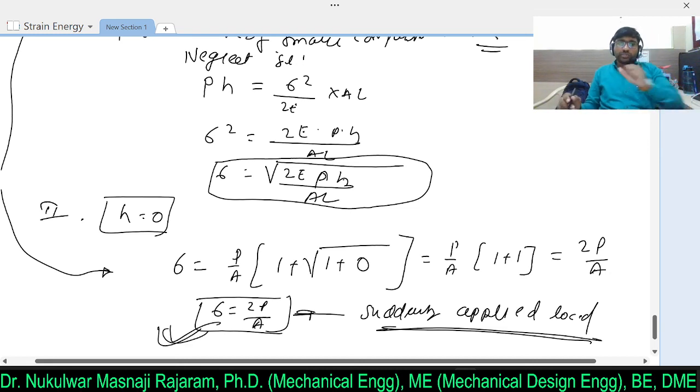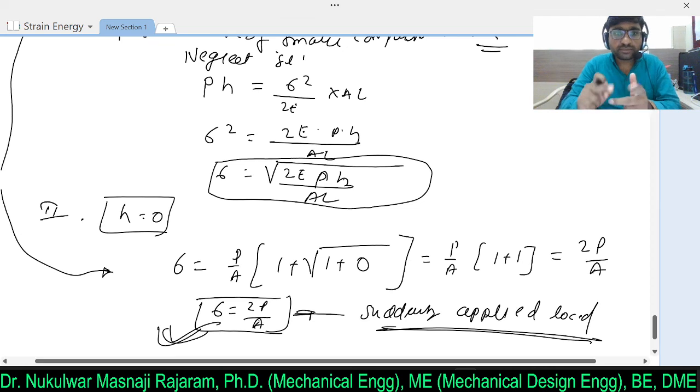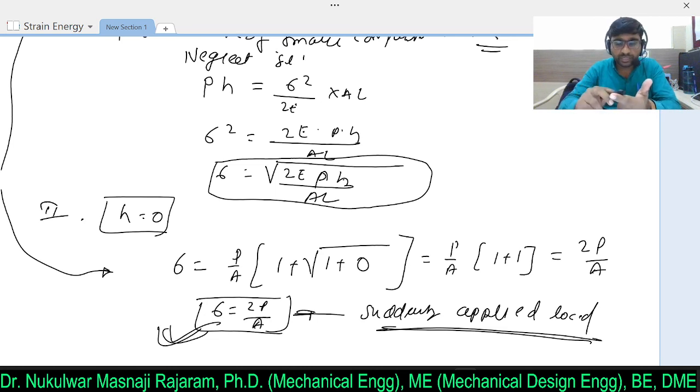Clear? So in today's lecture we saw strain energy, proof resilience, modulus of resilience, resilience. Then there are three different cases of strain energy, when the load is applied gradually, suddenly, and impact.